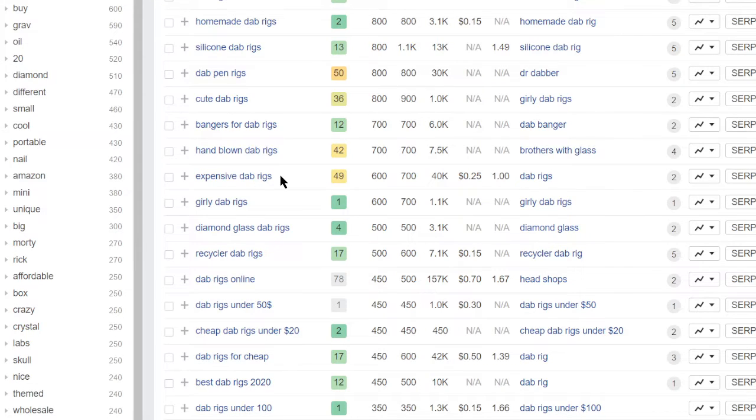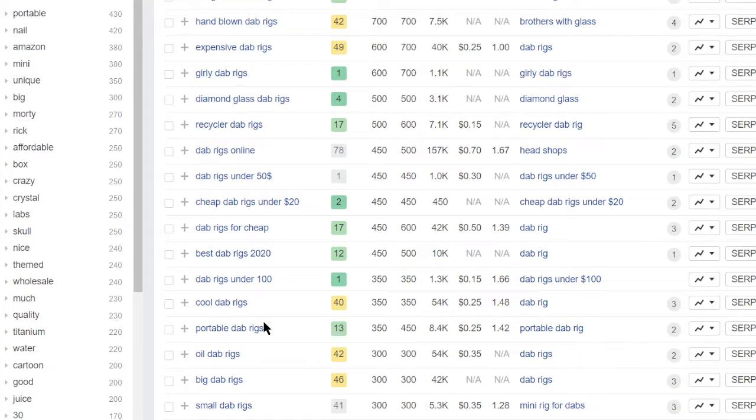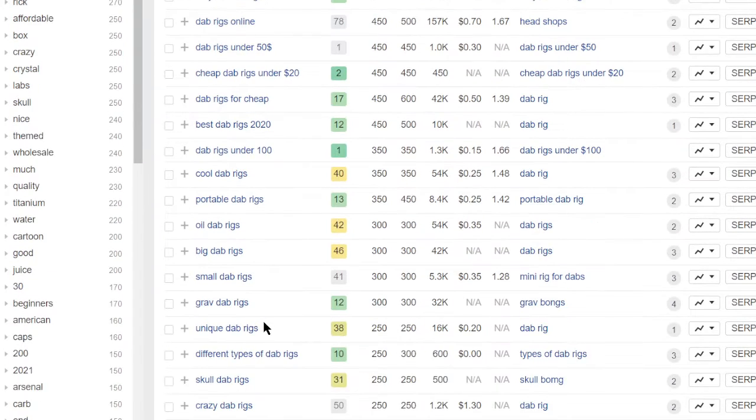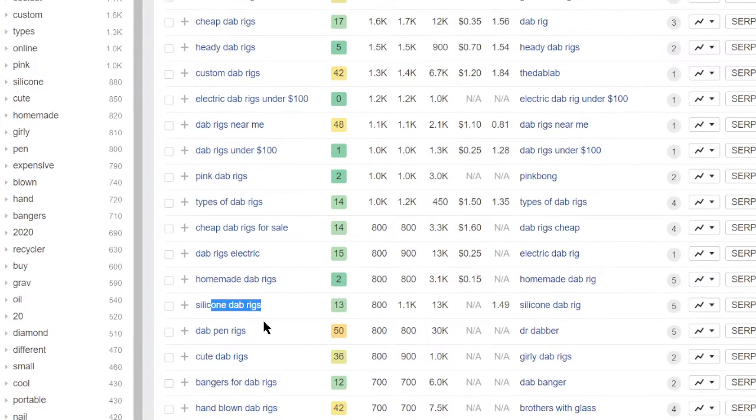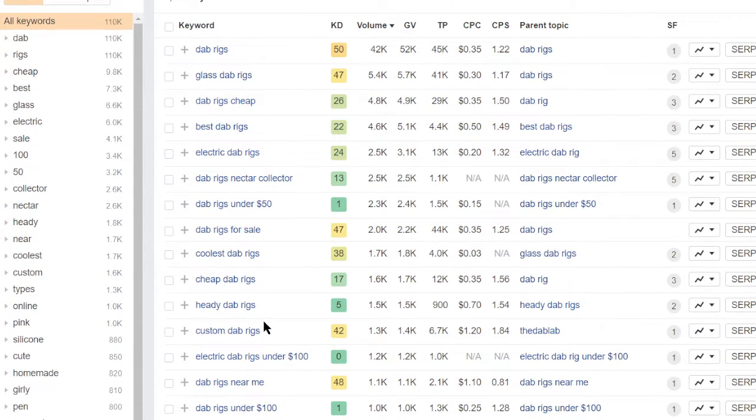Why are dab rigs expensive? What are dab pen rigs? What are silicone dab rigs? What is the advantage of buying such a thing? These come under information. They are informational. And what happens when you give information? People will trust you. And if you have written the article well, they go for your recommendation and make a purchase. That is our intent. The intent is that they trust us and they buy through us.